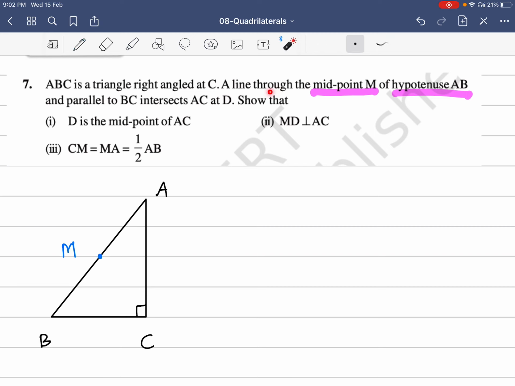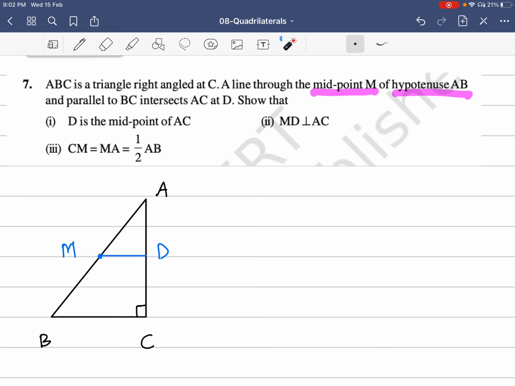Now we need a line which goes through M and is parallel to BC. So this is our side BC. We have to draw a line parallel to BC passing through the midpoint M. So let's construct that line as well. This line will be something like this, and it intersects AC at D. So this is AC, it intersects AC at the point D. Let's mention this point D. So yes, the construction is done.